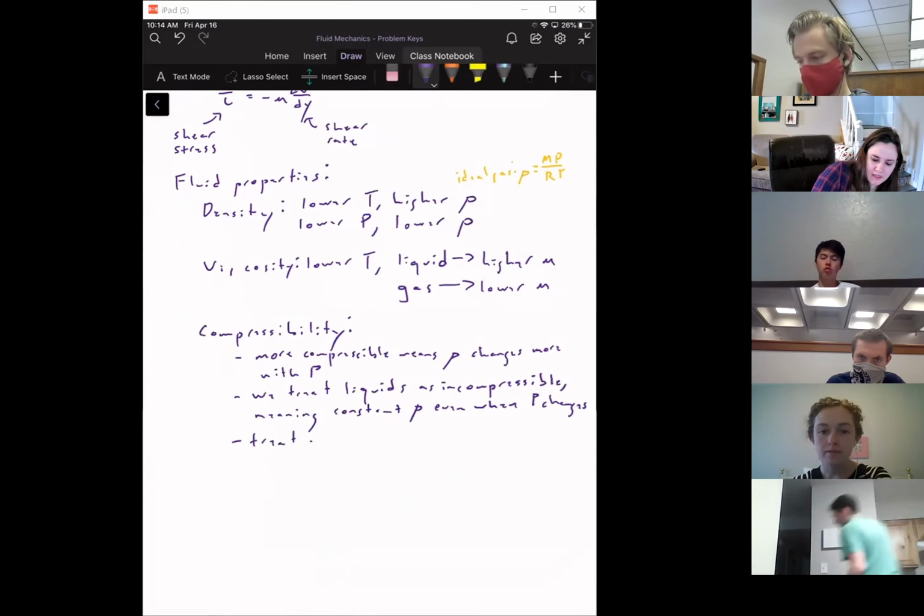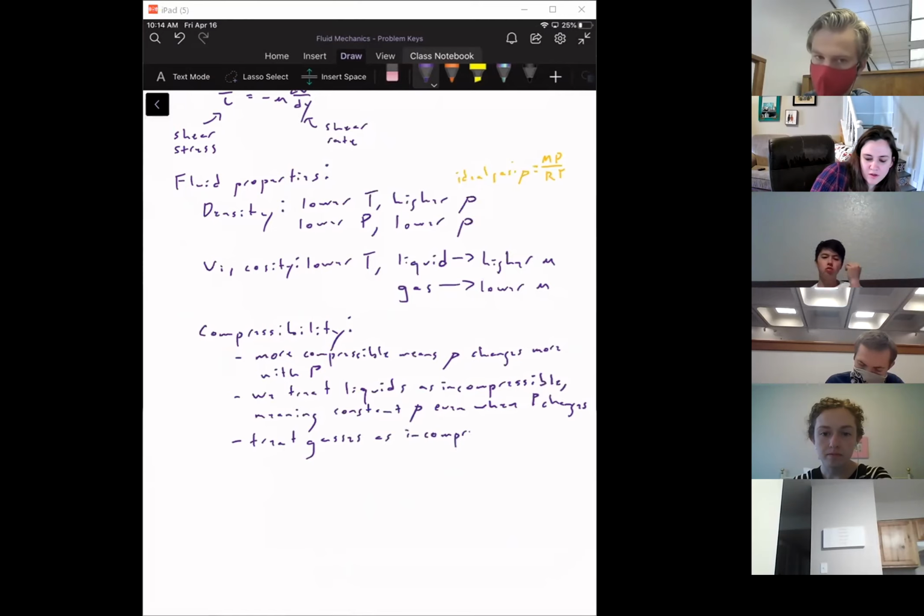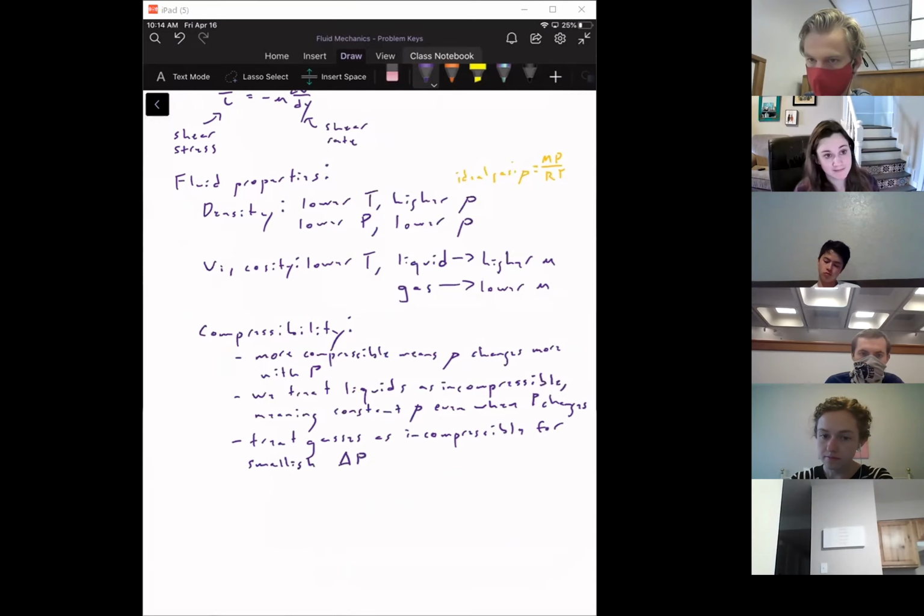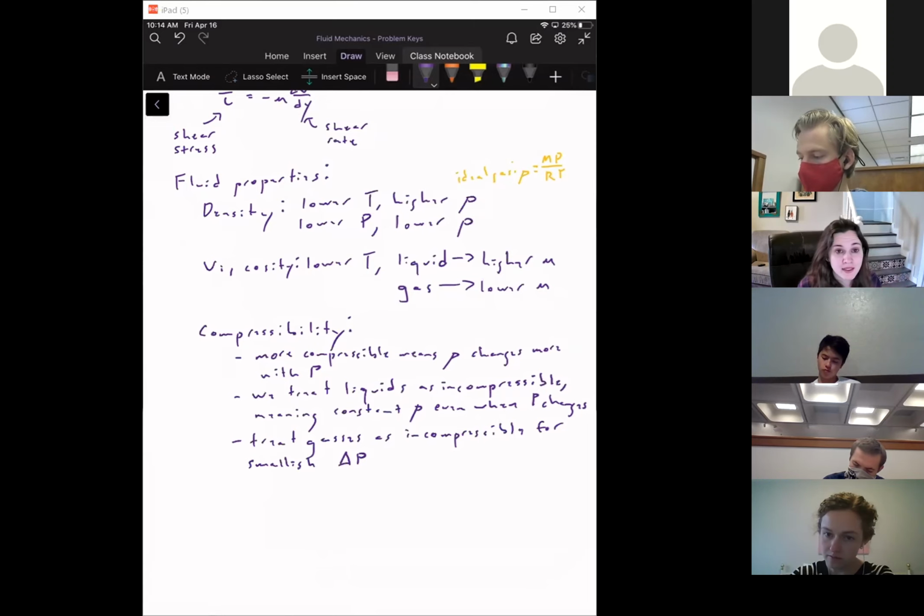And then we treat gases as incompressible for smallish pressure differences. It's a somewhat subjective way of doing it, but most of the time, for example, in most of the pipe flow problems we do, most Bernoulli equation problems we do, we just treat gas as incompressible, which means its density is also going to stay the same with pressure.